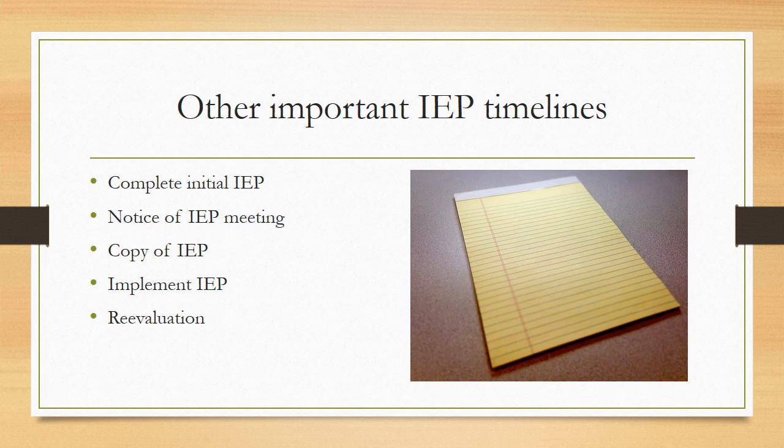And to add on to that, if a parent isn't able to come to that meeting, the school should do everything in their power to try to reschedule that meeting to make sure that the parent can be there. After the meeting, a copy of the IEP needs to be sent home immediately with the parent. The school then has 10 calendar days after that initial IEP is written to implement the IEP.